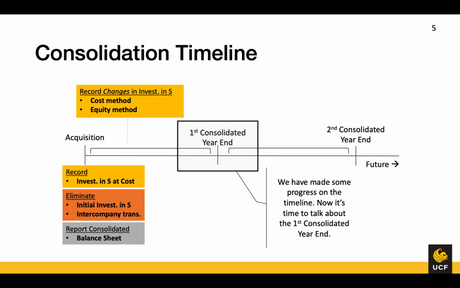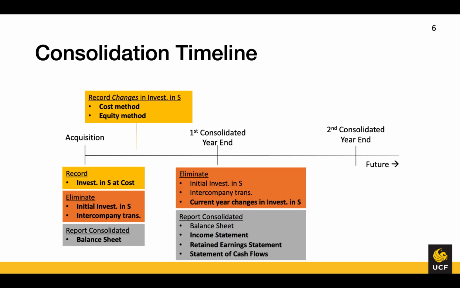So now that we've talked about what the parent company will be doing between the date of acquisition and the first consolidated year end, let's move a little bit down our timeline and talk about what we're going to need to do to facilitate that first consolidated set of financial statements. Once we arrive at our first year end, we have a little bit more to do than we did on the date of acquisition. We will still need to eliminate our initial investment in S against our subsidiary equity accounts. We'll still need to eliminate any intercompany transactions, but we'll also need to eliminate any current year changes in investment in S. Those things that we did during the year under either the cost or the equity method.